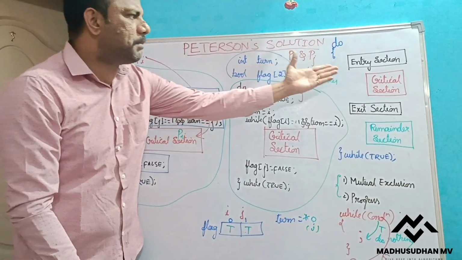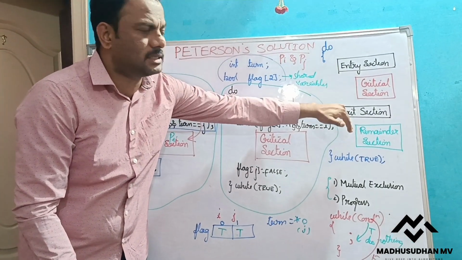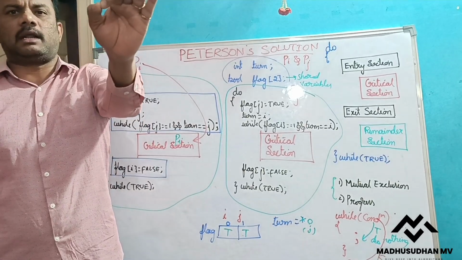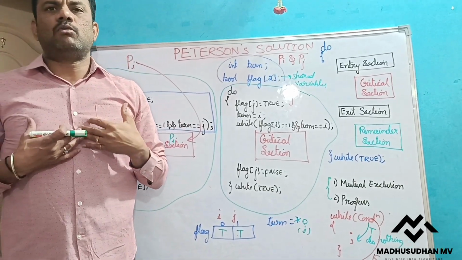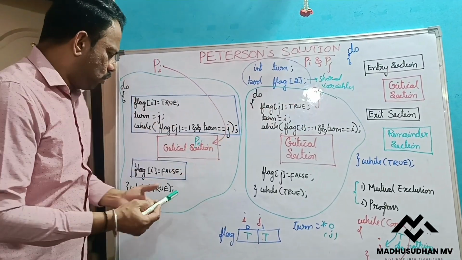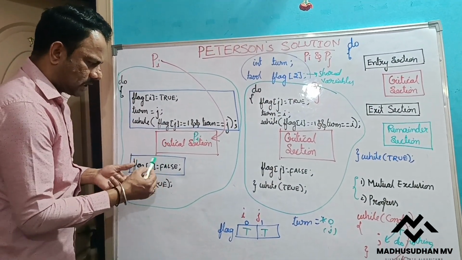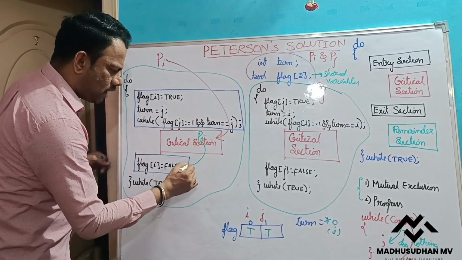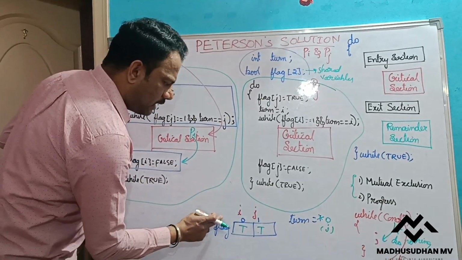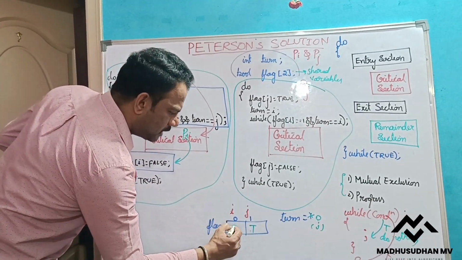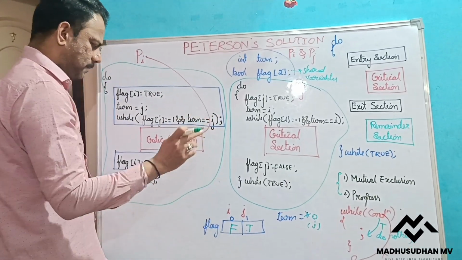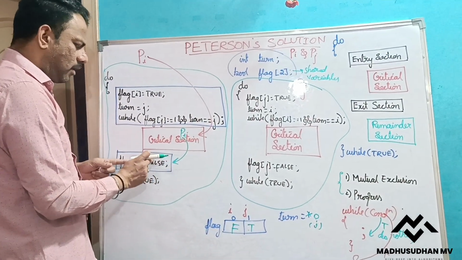Whenever any process wants to come out of the critical section, through the exit section, it has to inform the operating system that it is moving out of the critical section, so now you can give the turn to anybody else. Once it comes out, it makes flag of i equal to false. False means 0. Now it becomes false.